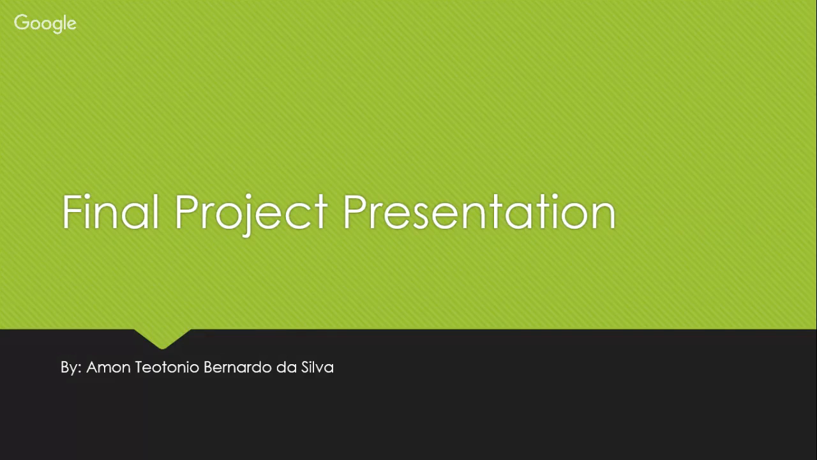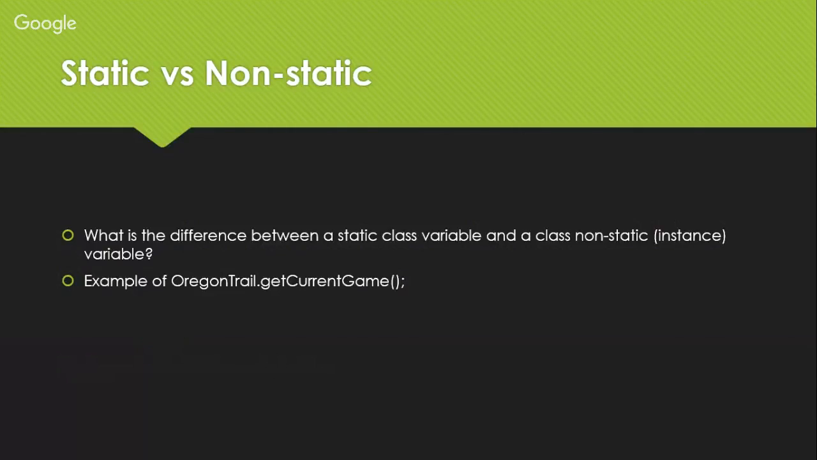So, let's start. In my final presentation, we explain what the difference is between static and non-static class variables, and other things too. What is the difference between a static class variable and a non-static class variable?